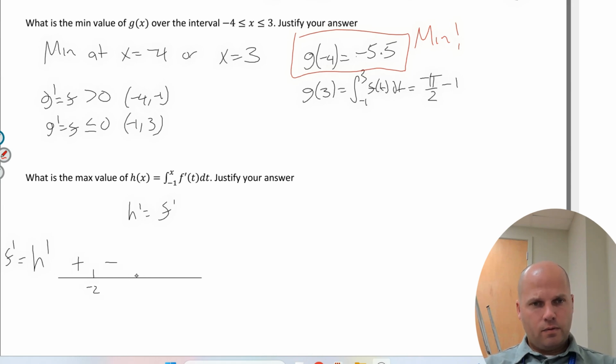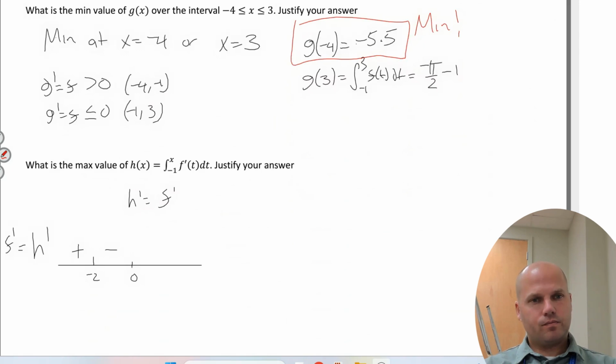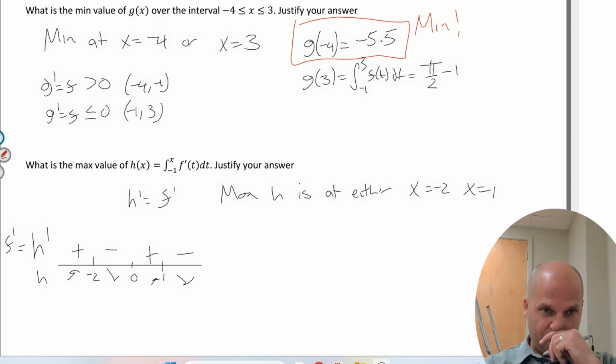They are negative until 0. Yes, they kind of change directions at negative 1, but they're still negative until 0. They're positive until 1, and then they're negative. So that means h must increase, decrease, increase, decrease. So the max h is at either x equals negative 2 or x equals 1. I go up, down, up, down, so those are my only candidates.